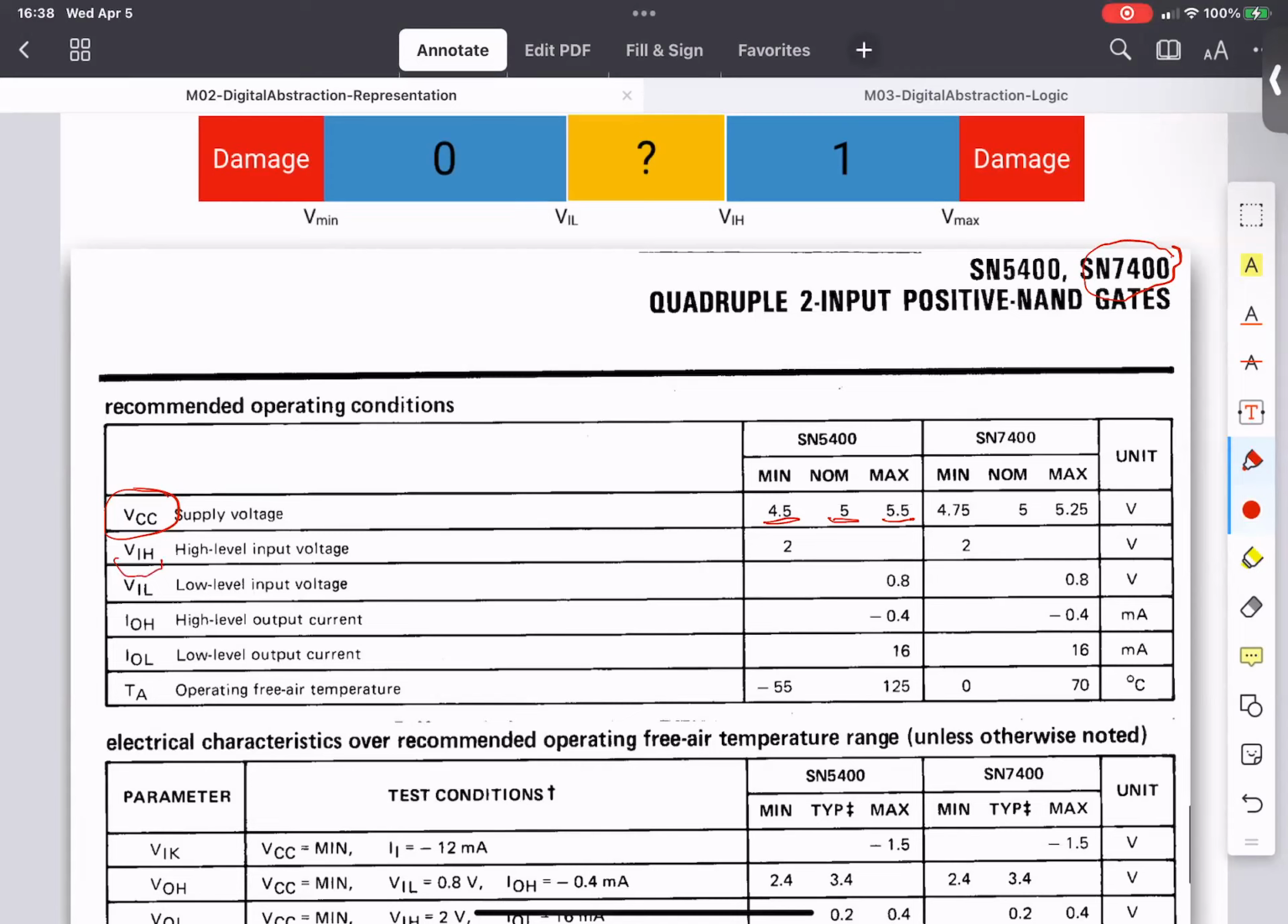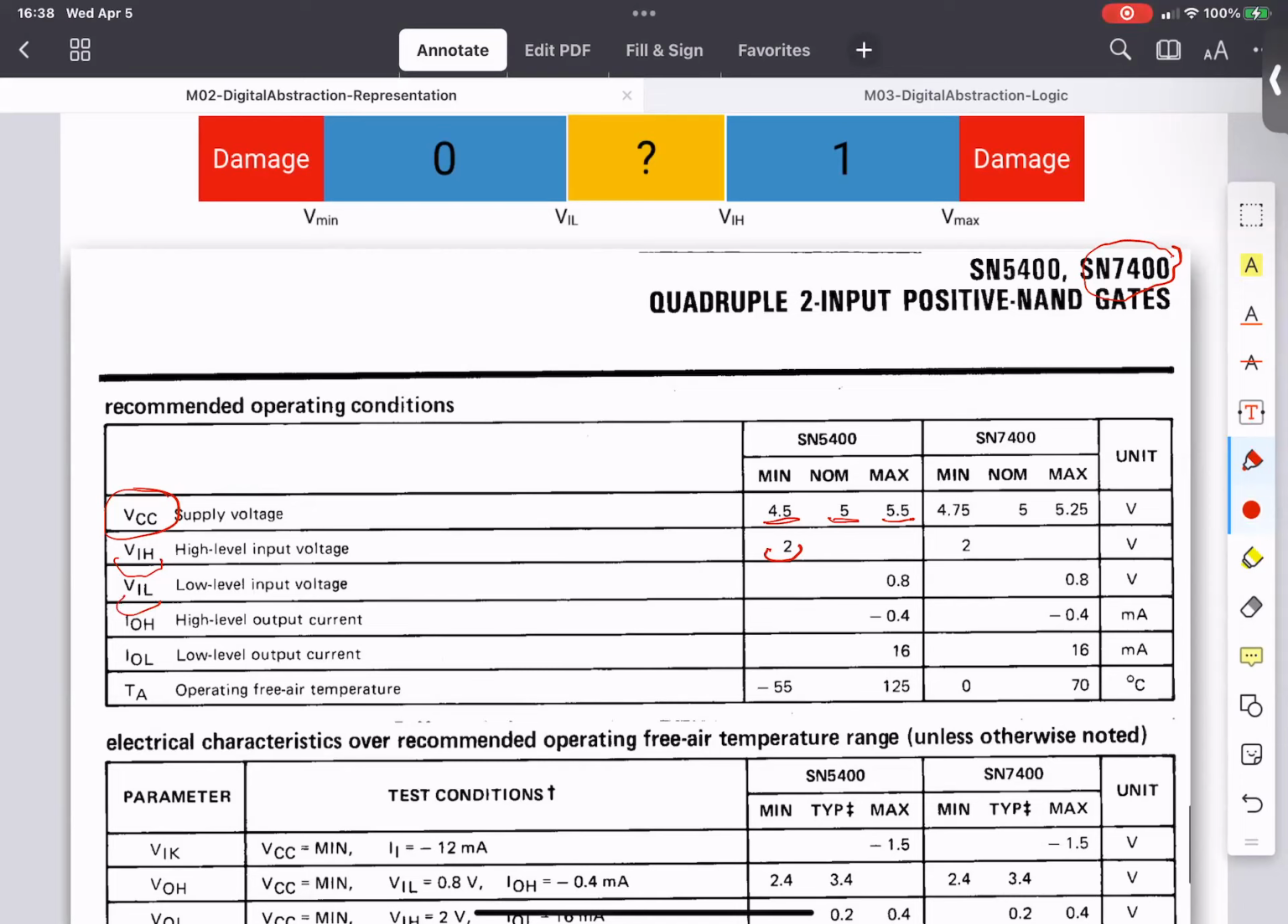VIH is the high level input voltage. So it's basically telling us that for the input side, as long as the voltage is at least this much, the circuit will think of it as a 1. So VIH is in this case 2 volt, and only the minimum value has to be specified. So it's basically saying as long as it's 2 or higher, I'm okay.